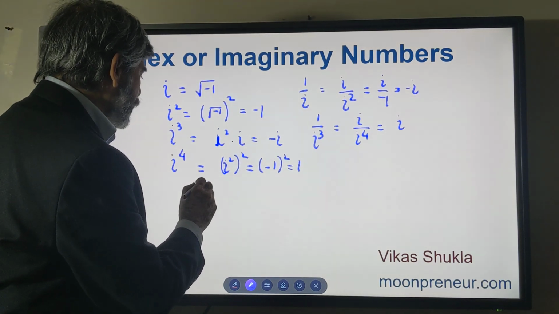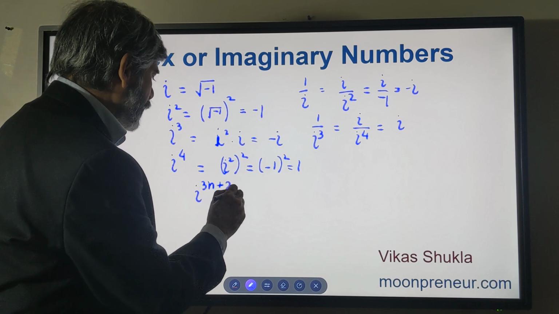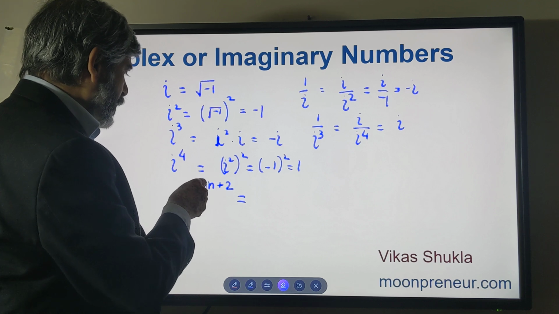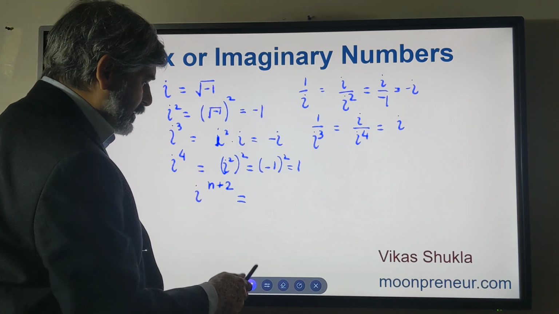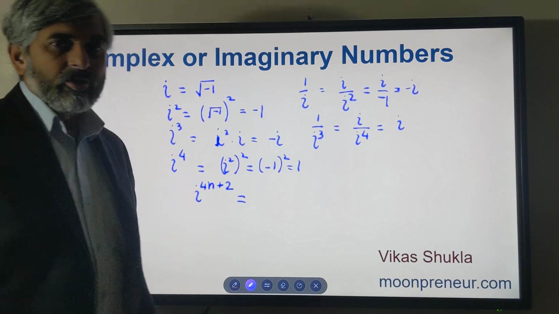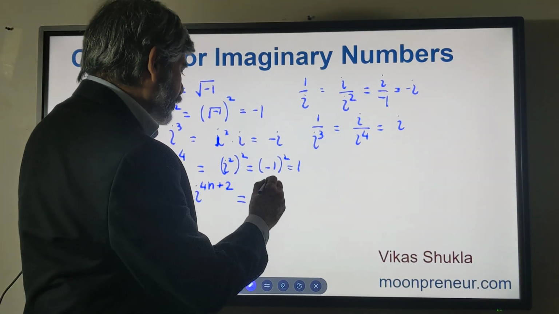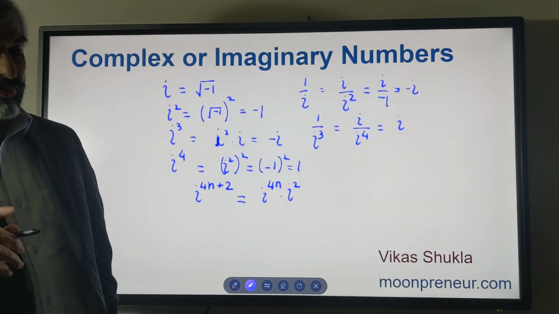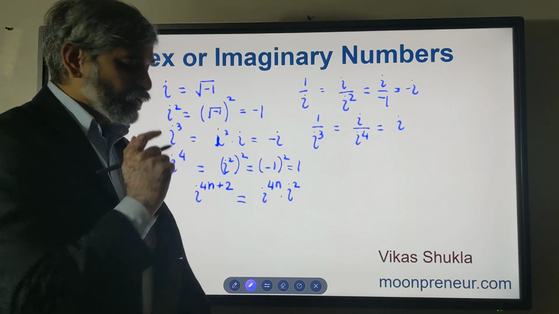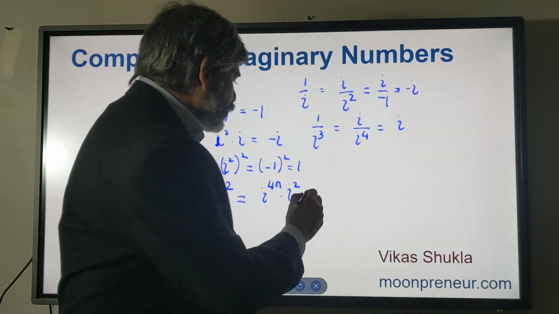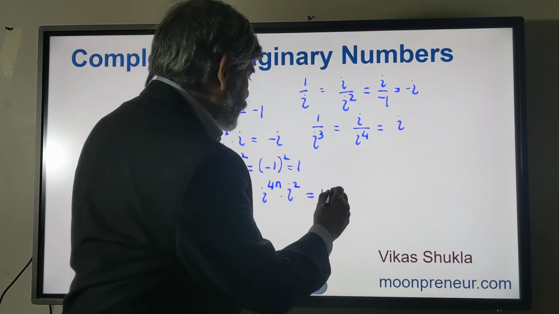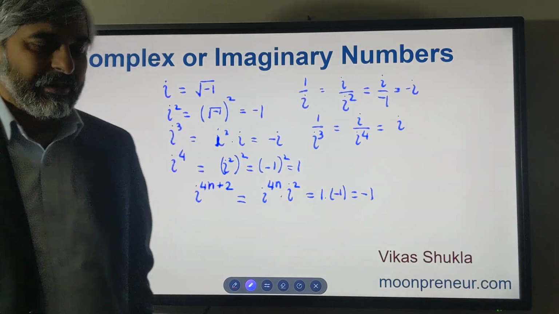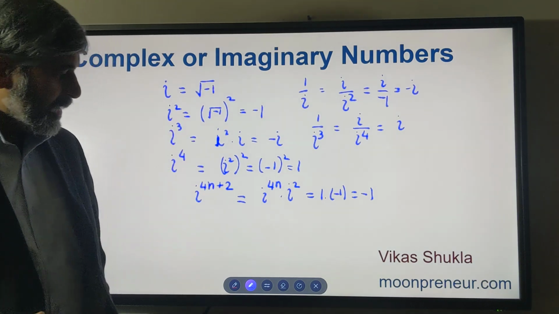Let's say what's the value of i to the power 4n plus 2, where n is an integer. I can write it as i to the power 4n multiplied by i squared. i to the power 4 is 1, so 1 raised to the power n is always going to be 1. And now i squared is -1. So this is always going to be -1 no matter what the value of n is.